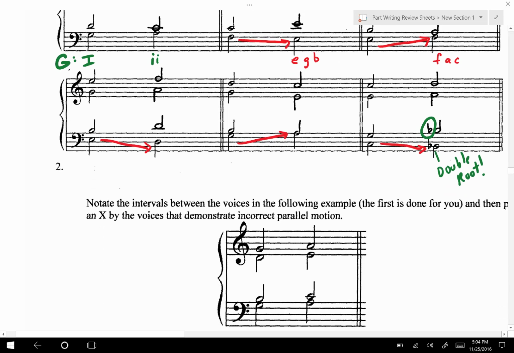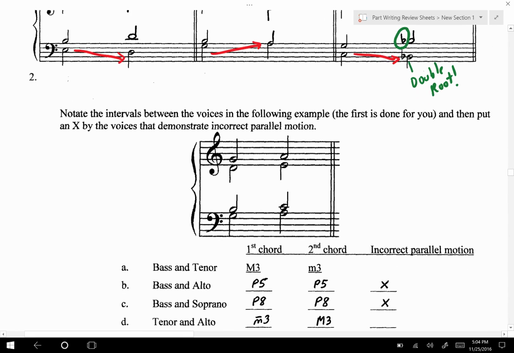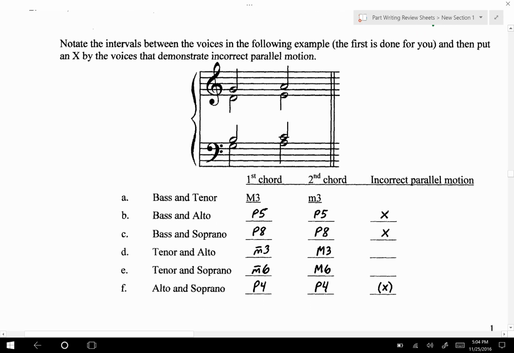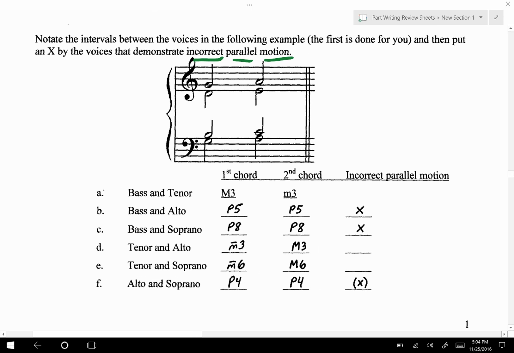Let's check out number 2. Okay, what we needed to do was notate the intervals between the voices in the following example, and then put an X by the voices that demonstrate incorrect parallel motion. Okay, so here's our first chord. The first example is done for us. Well, let's look at A. We have to look at the bass and tenor in the first chord, a G to a B. That's a major third. In the second chord, the bass and the tenor have a minor third. That's acceptable motion, acceptable parallel motion. You are allowed to move by thirds.